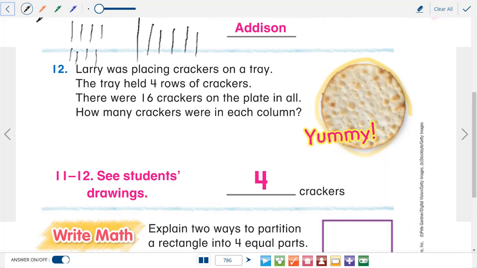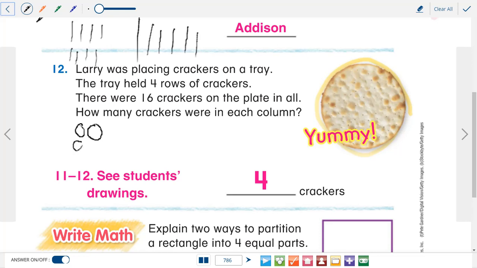Now, Larry was placing crackers on a tray. The tray held 4 rows of crackers. There were 16 crackers on the plate in all. How many crackers were in each column? So let's count. Let's try again. Now the tray has 4 rows of crackers. 4 rows. We have 16 crackers on the plate in all.